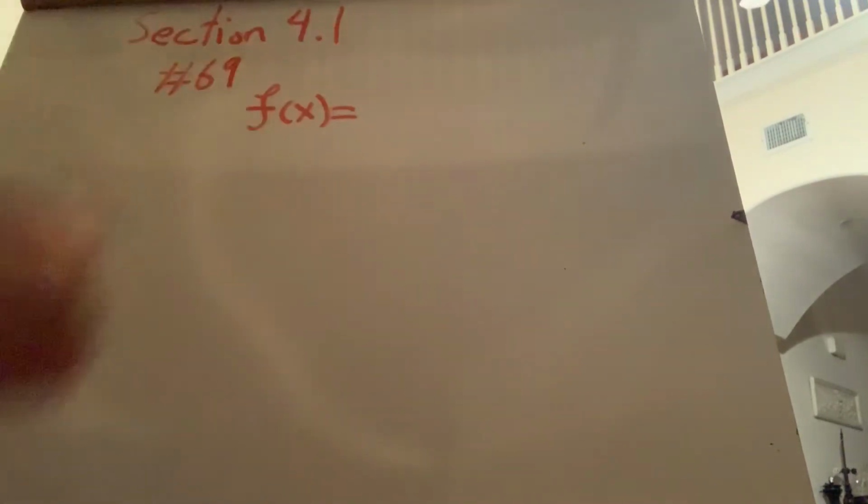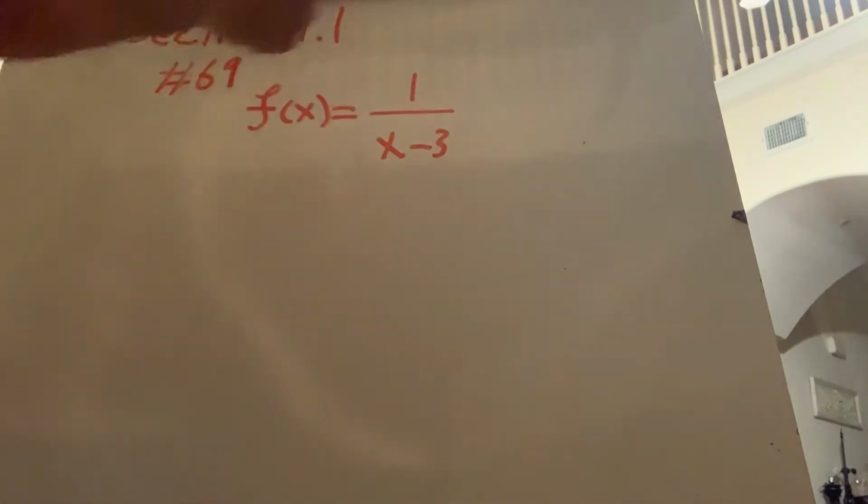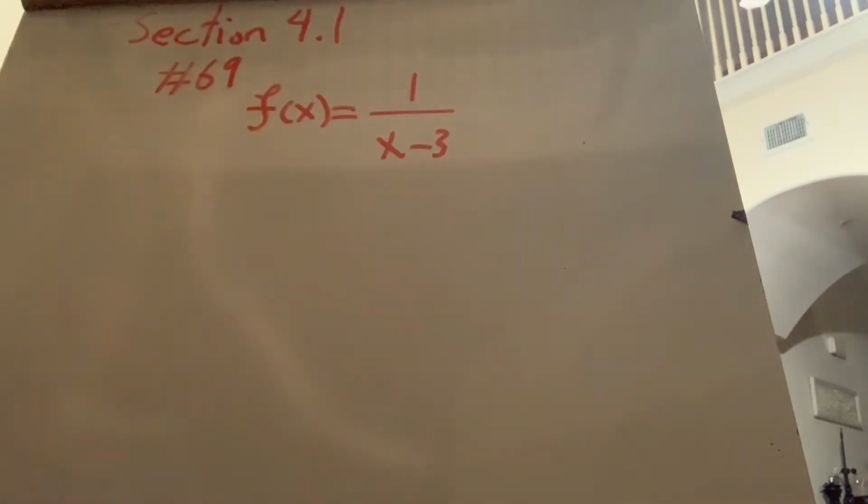And once again, the question is for us to find the inverse of this function. So in this case, our function f of x is given to be 1 over x minus 3. So again, we have a rational function here. So this one should be very similar to the last problem we did, I believe number 68, because that one also was a fraction involved rational function.